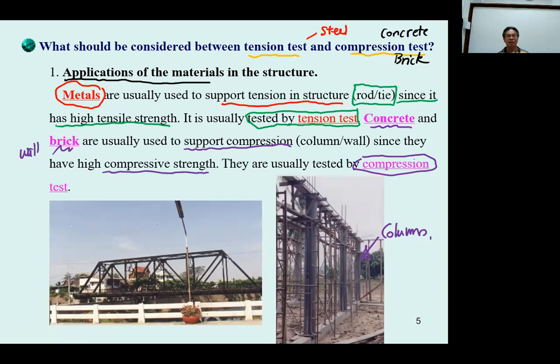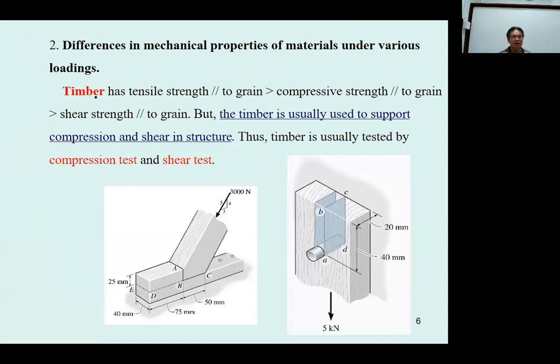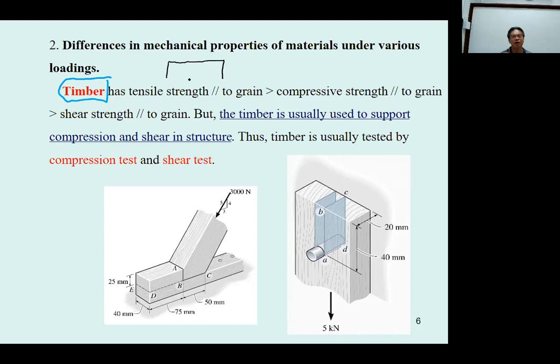The second consideration is the mechanical property of the material. For example, consider timber. Timber is very special because it has grain, and the grain has only one direction, along the length of the tree. We don't use timber much in tension, even though it has very high tensile strength in the grain direction.